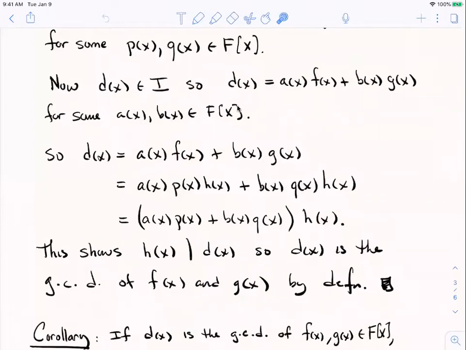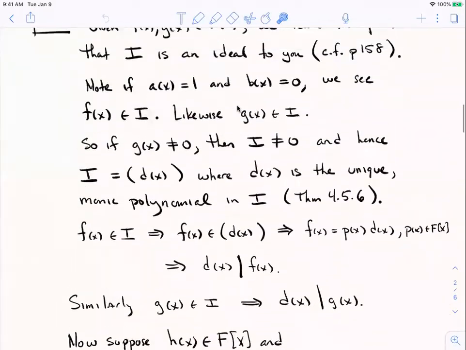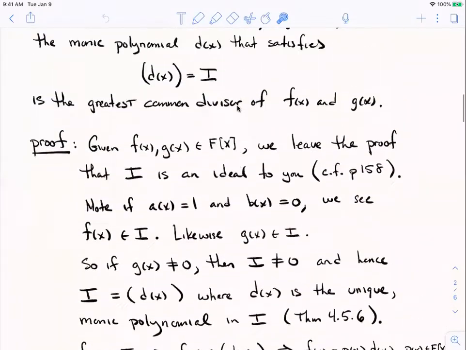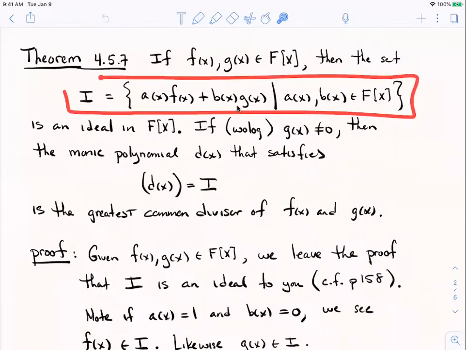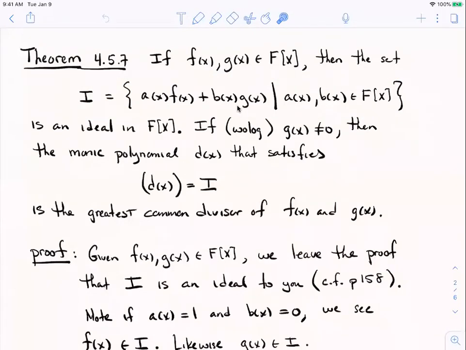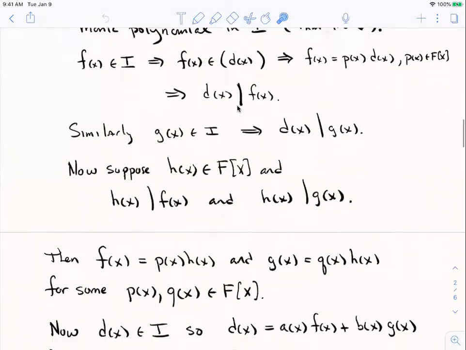All right, good. So the greatest common divisor of two polynomials, I think the way you want to think about it is that it's the monic generator of the ideal generated by those polynomials. What do I mean by the ideal generated by those polynomials? I mean this thing. The ideal generated by those polynomials is that thing. Its unique monic generator is the greatest common divisor of f and g. Nice. Okay.